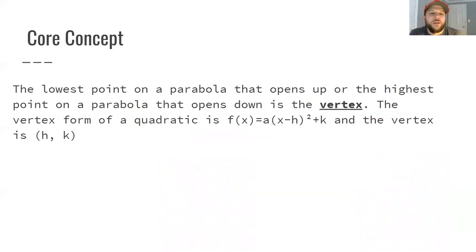All right, so the lowest point of a parabola, if it opens up, or the highest point on a parabola if it opens down, is called the vertex. So the vertex is pretty much your h and your k. So if you're given the basic form of a(x minus h) squared plus k, whatever number is in your h is the x coordinate of your vertex, and whatever number is in your k spot is the y coordinate of your vertex.